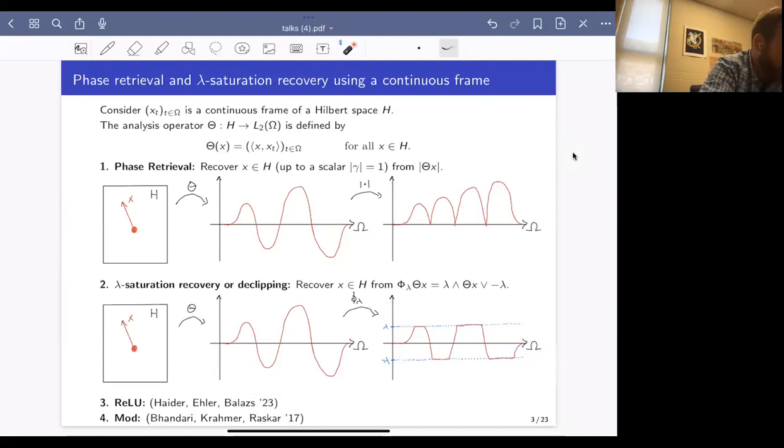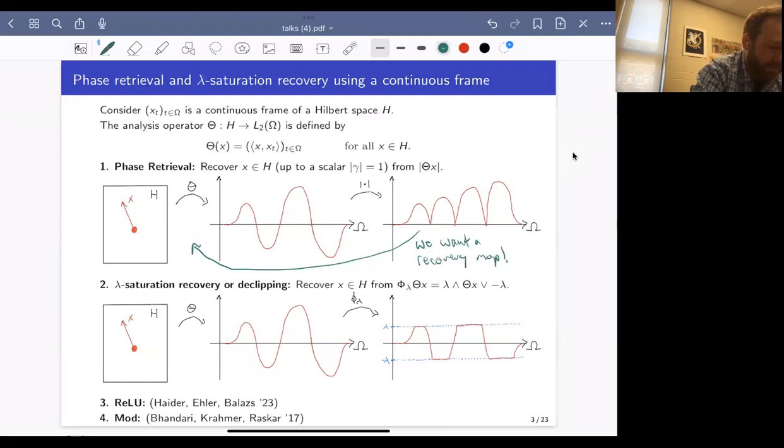And so essentially we could think about, for phase retrieval, we want a recovery map. And so if I'm looking at any signals, any measurements of this form, I want to figure out what's the vector that gave that. Same thing for declipping or saturation recovery. We want a recovery map.